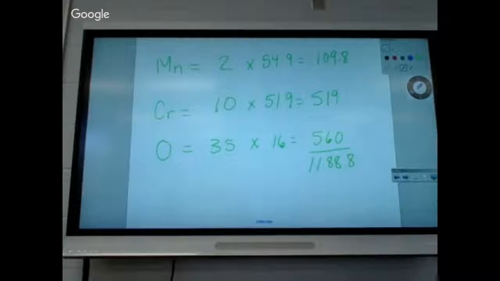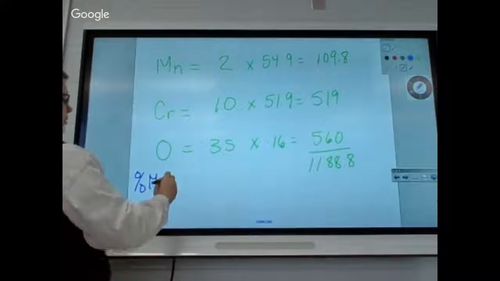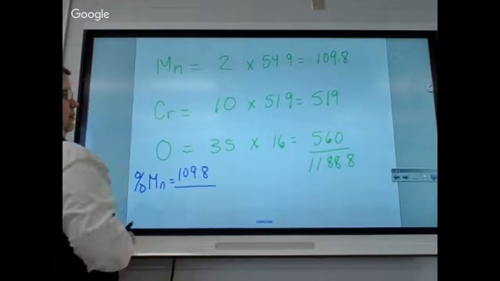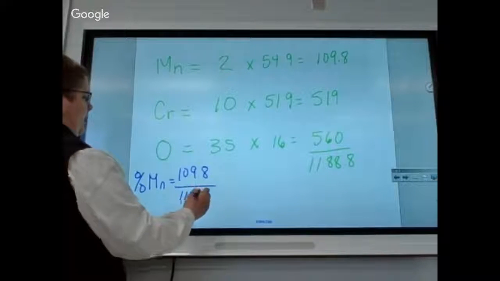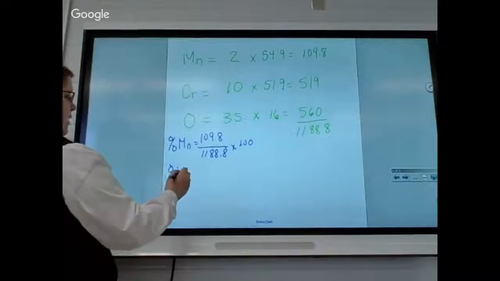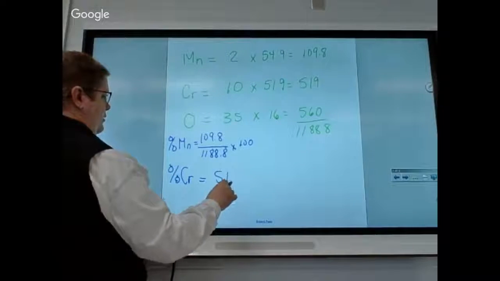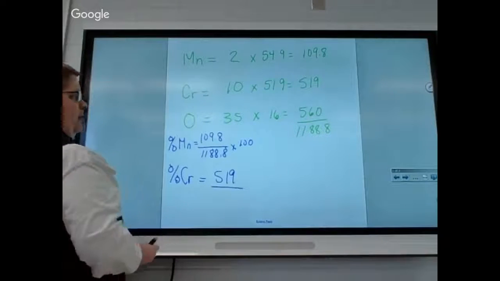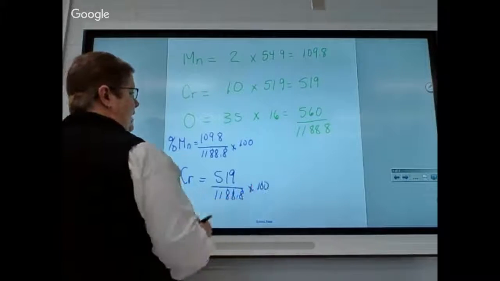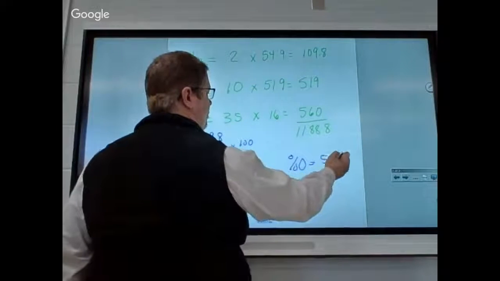Right? So if we want to find the percent manganese, all right, percent manganese would have what on top? 109. 109, because you need the mass of the element over 100, and then times 100. All right, to find the percent chromium, we would put what on top? 51.9. 519 over, and then times 100. And the last one, the percent oxygen, we would say 560 over, times 100.